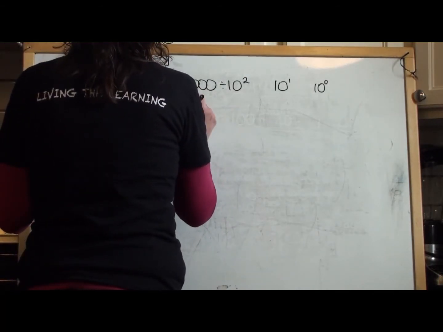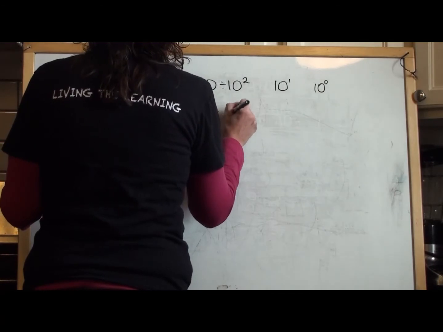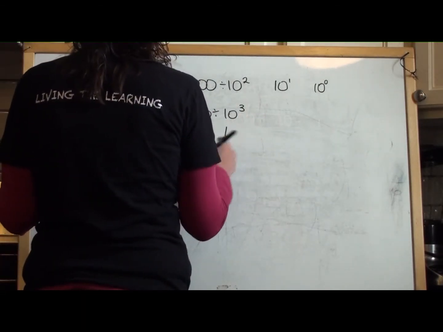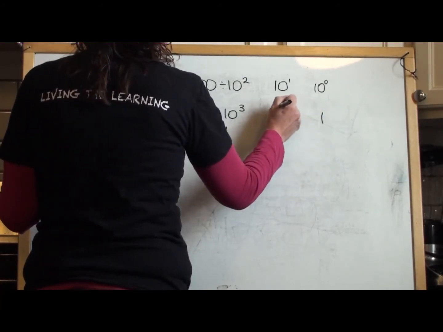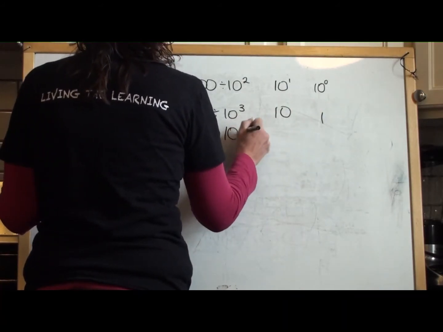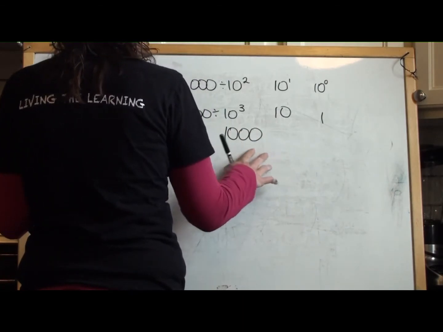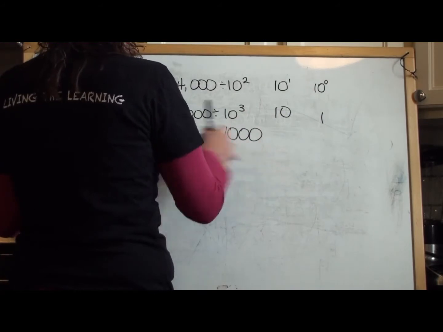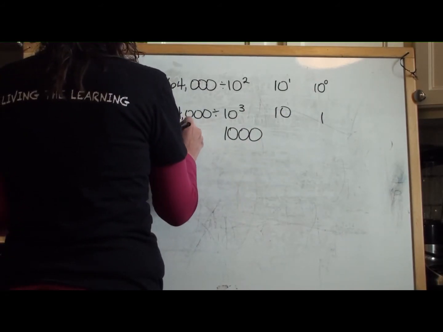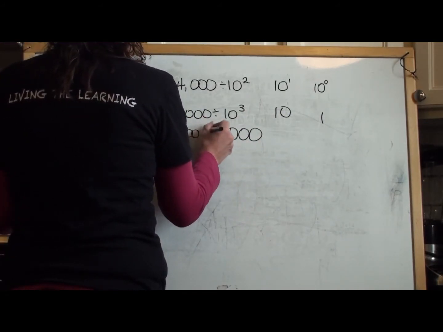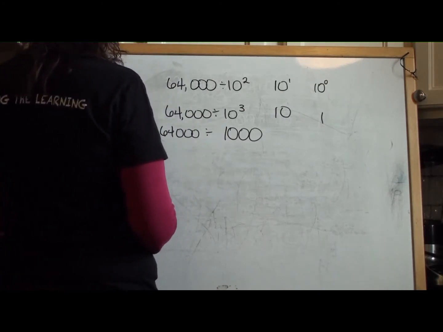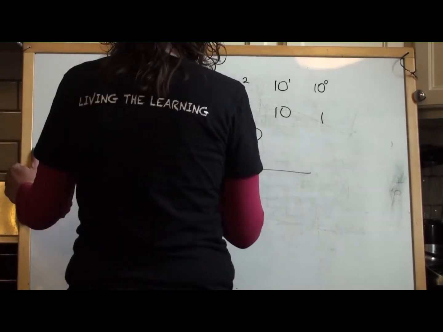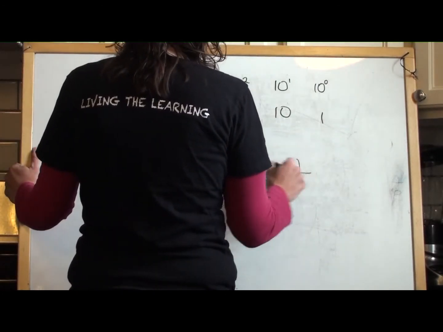We have 64,000 divided by 10 to the 3rd. So I know that this is not 1, not 10, right? But this is 1,000 because I have 3 place value columns that I moved over. So in essence, I have 3 zeros. So 64,000 divided by 1,000. I'm actually going to do it both ways. I have to do it both ways. Don't get lazy, right?